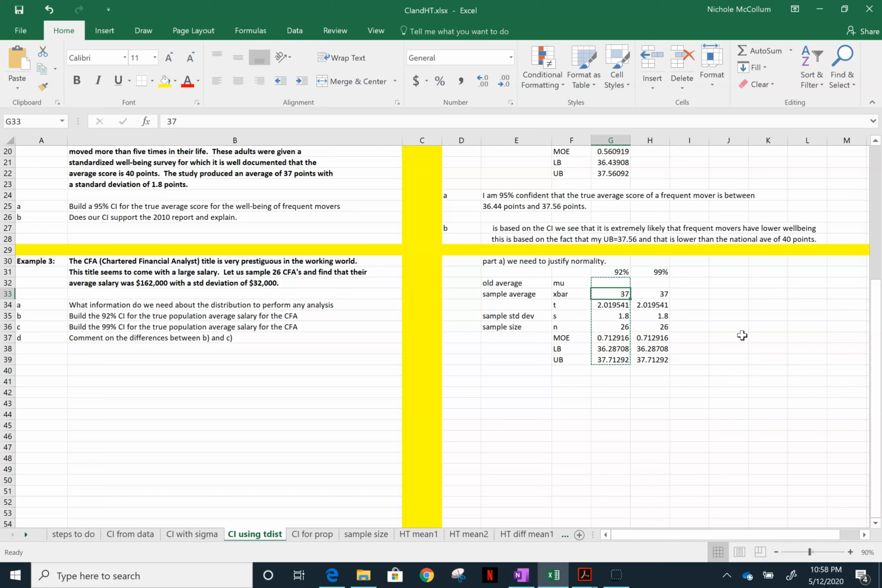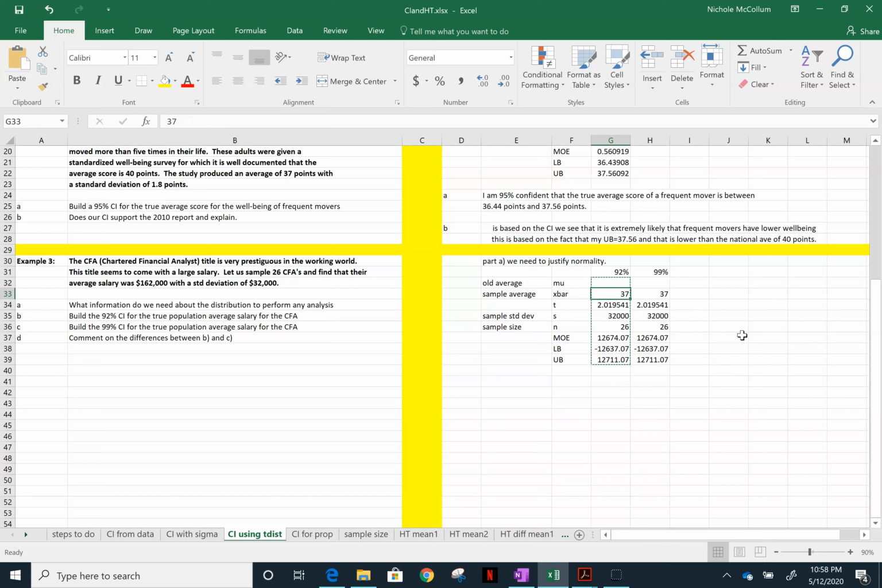Is it T? Is it Z? Well, to be honest, if it's T, that means we better have the sample standard deviation. Read. It says, in our sample, the standard deviation was 32,000. That's why I know we're dealing with the T distribution. If you have the sample standard deviation, then it is a T distribution. If for some reason you got the population standard deviation, you may use the confidence interval with a sigma. But right now we're using the T.